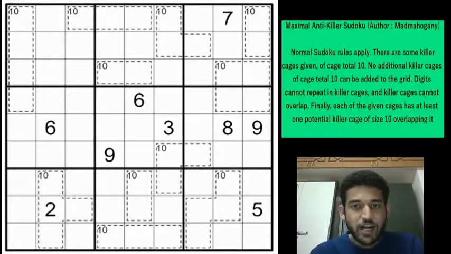I'm Kishore and today we are going to solve a maximal anti-killer Sudoku created by Mad Mahogany. Now this Sudoku was published on the Logic Masters Deutschland portal. In fact, almost all the Sudokus by this author are rated very well in the portal.